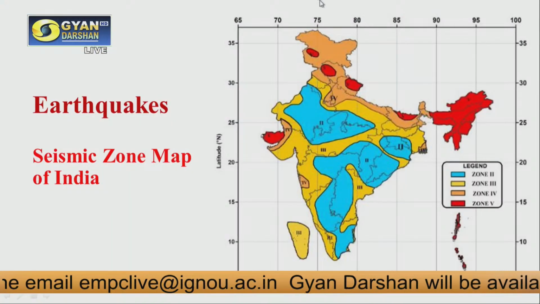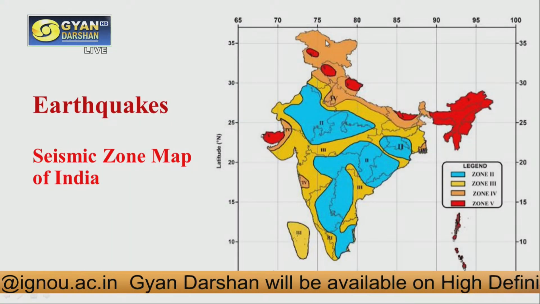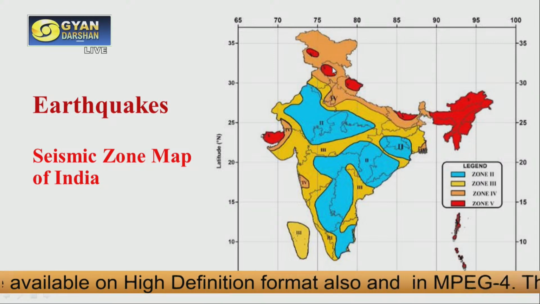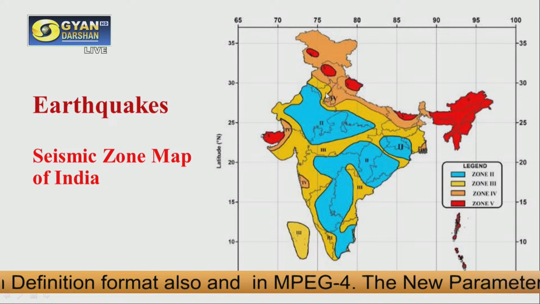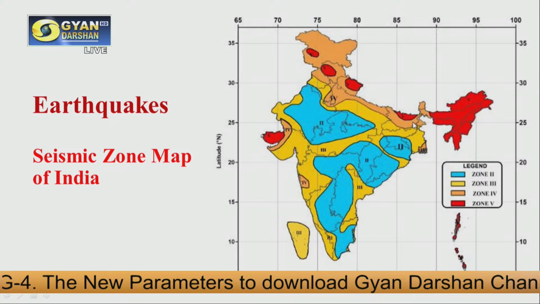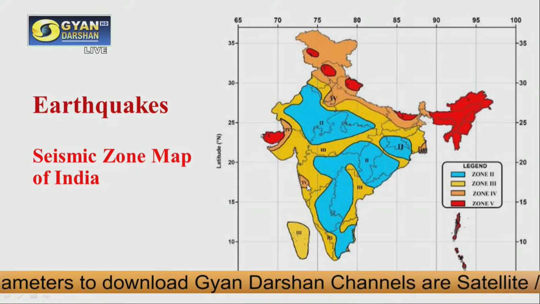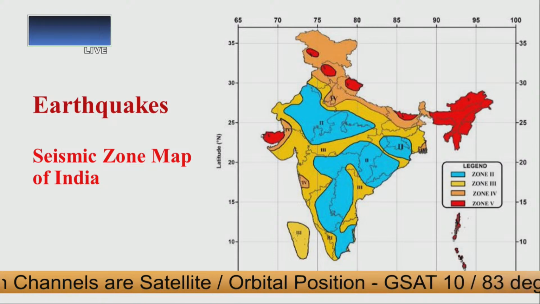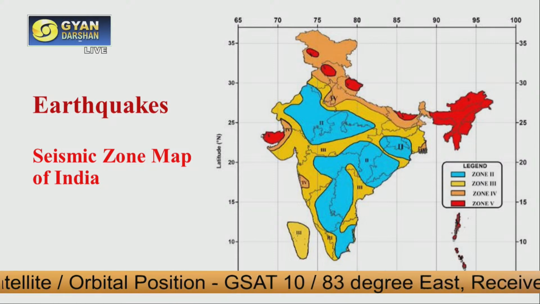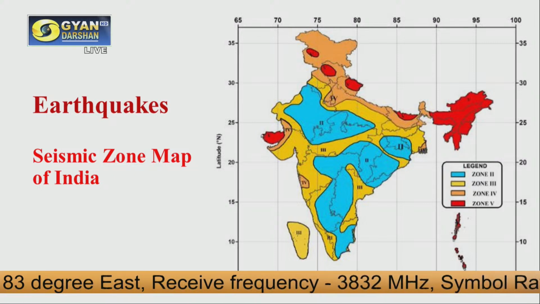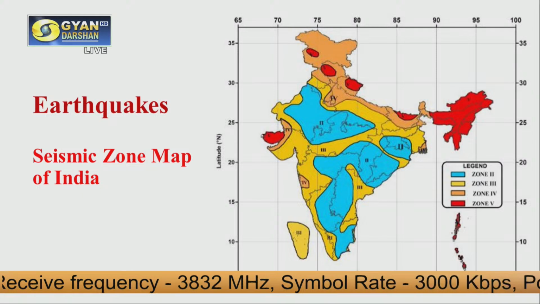Next is zone 4, which is here in orange color. Here in the north, the whole of Jammu Kashmir, then the whole of Himachal, then the whole of Uttarakhand, then parts of Uttar Pradesh, Bihar, then this part of Gujarat, then part of Maharashtra. These are all in zone 4. So zone 4 and zone 5 are very high seismic zones, where we should take all care while we are constructing buildings.